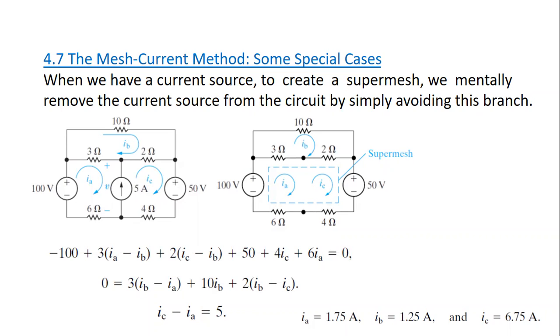I have a question in the chat box, so let me read it. So we replace the dependent source with a short essentially for the supermesh? I didn't understand, we don't have a dependent source here. All the sources are independent, but maybe you are indicating the current source. We will see.